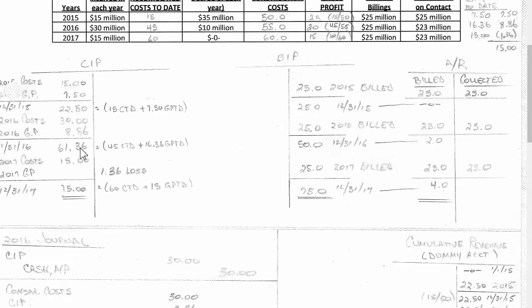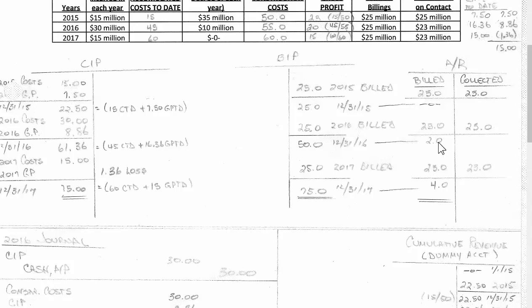So here's what we've done for 2016. We have a balance of construction in progress of $61.36 million. We now have billings in process from the $25 million that we billed in 2015 and the $25 million that the company billed in 2016, a total of $50 million. And now we will have accounts receivable of 25 billed in 2015 less 25 million collected in 2015 gave a 12/31/15 balance of zero. In 2016, $25 million billed less $23 million collected would give us a balance of $2 million at the end of 2016.